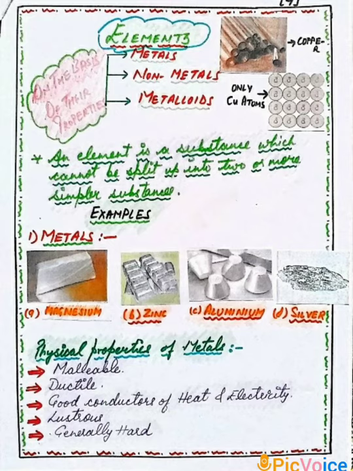Now, the third property, that is, metals are good conductors of heat and electricity. This means that metals allow heat and electricity to pass through them easily. Metals are generally good conductors of heat. Silver metal is the best conductor of heat because it has the highest thermal conductivity. Clear?